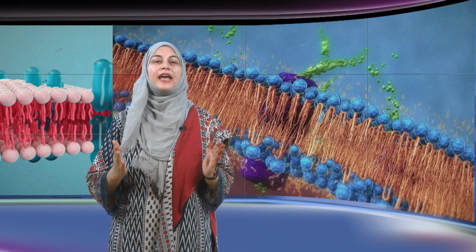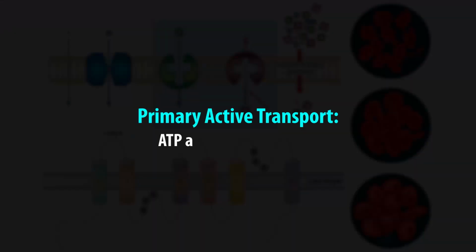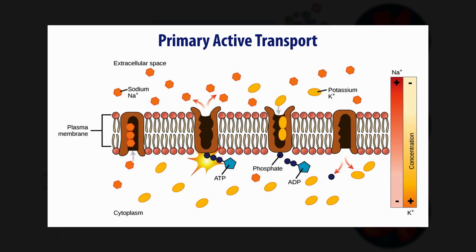There are two main types of active transport. First one is the primary active transport, with ATP as the energy source. Primary active transport directly uses ATP to fuel the transport of molecules. It directly utilizes ATP hydrolysis to drive molecules against gradients.